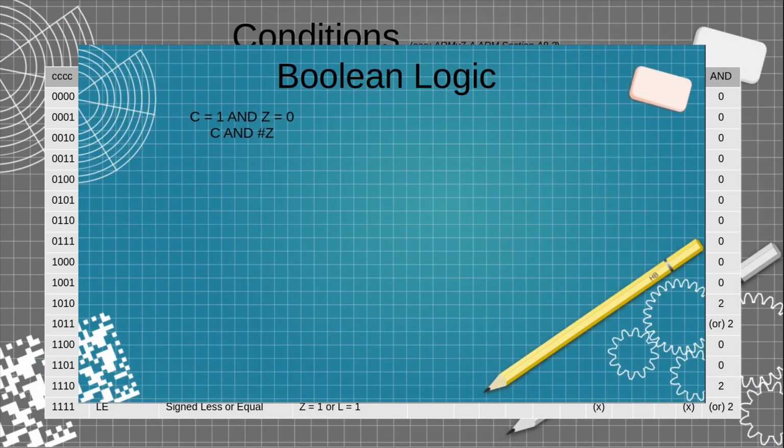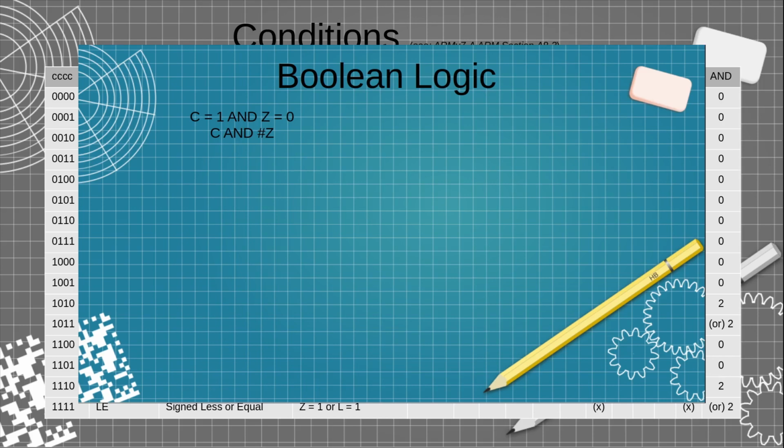Okay, I made a bit of a mess trying to explain this, so let me try again here. So my condition was when C is equal to 1, the carry flag is equal to 1, and the Z flag is equal to 0. Or when I have C set and Z unset, or C and not Z.